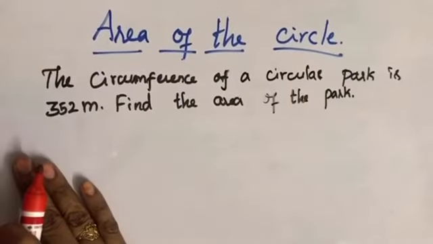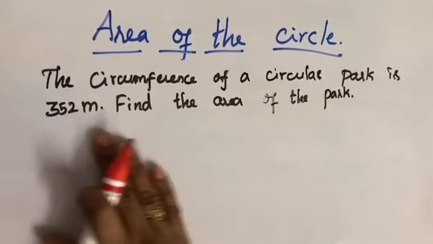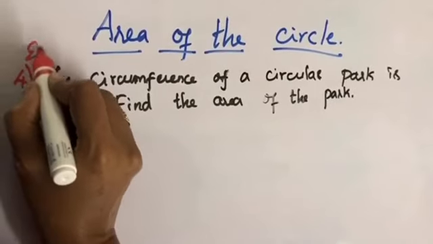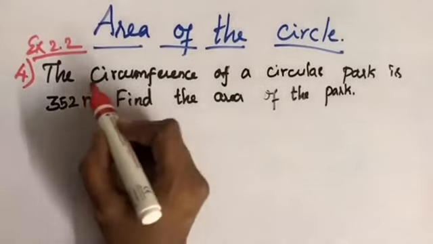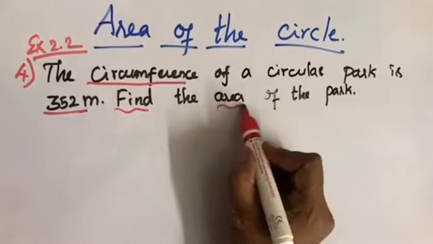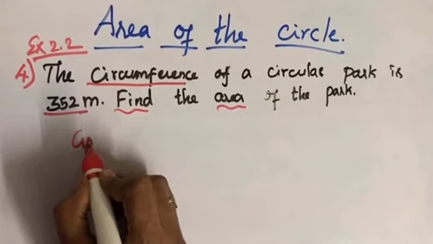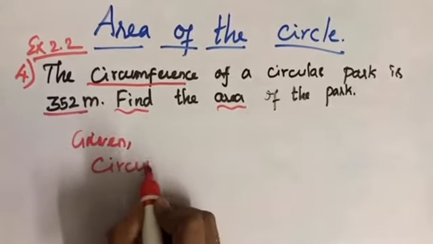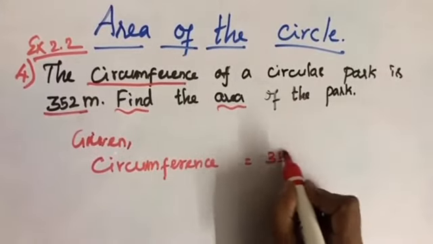The circumference of a circular park is 352 meters. Find the area of the park. And it is the 4th problem in exercise 2.2. Okay. So the circumference is given. We have to find the area of the park. Okay. So given circumference is equal to 352 meter.